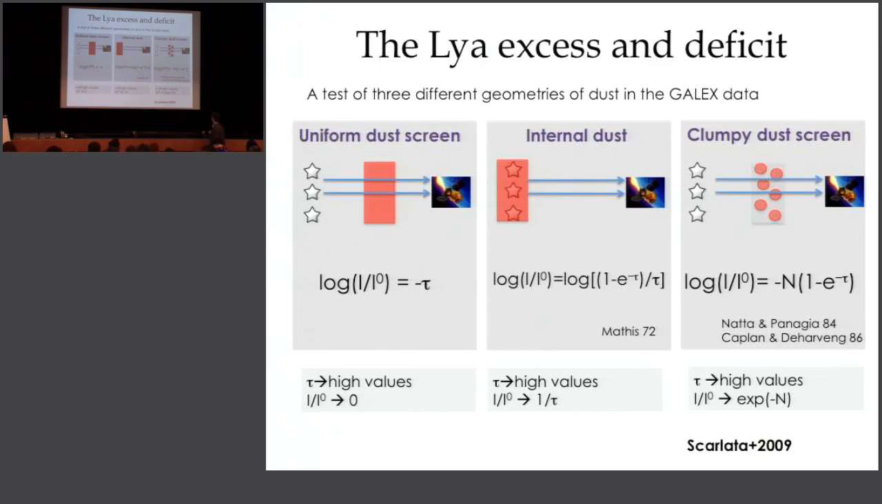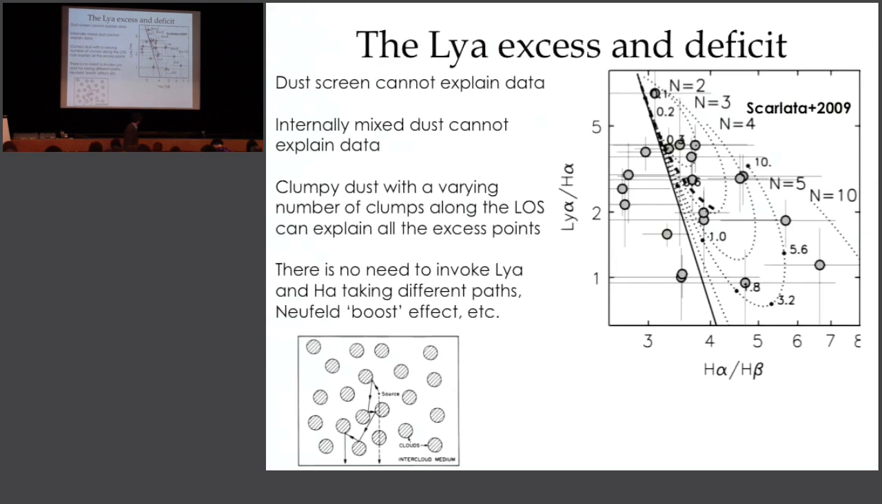You can write down this formula here. It was done in the mid-80s by Natta, Panagia, Caplan and de Haveng. It's not anything new, but it really changes the way light gets through dust as a function of geometry. And this is the result of that study.